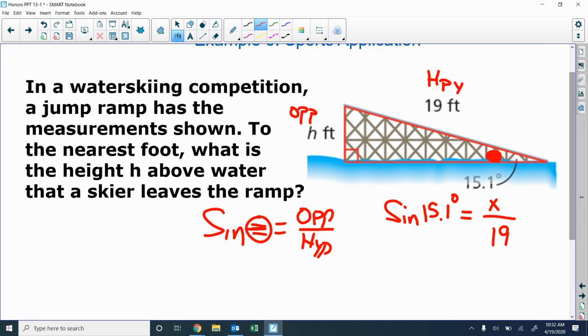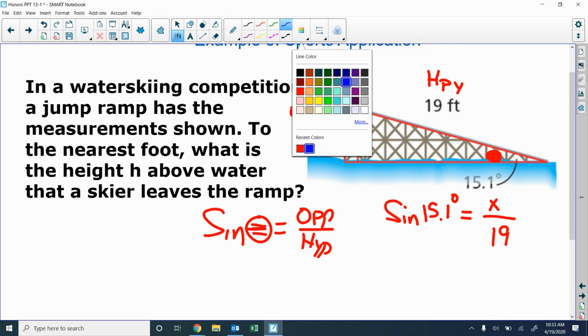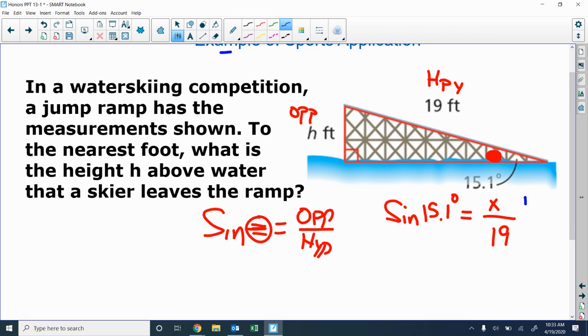So here's where you're going to need to grab your calculator. Make sure you are in degree mode. I'm grabbing mine right now. Got to check my mode. I am in degrees. So I'm going to solve now and see what the height of this is. And how am I going to do that? Well, I'm going to multiply this side by 19 and this side by 19. So in fact, those cancel. So my calculation is, make sure again, degree mode, sine of 15.1, close your bracket, times 19.